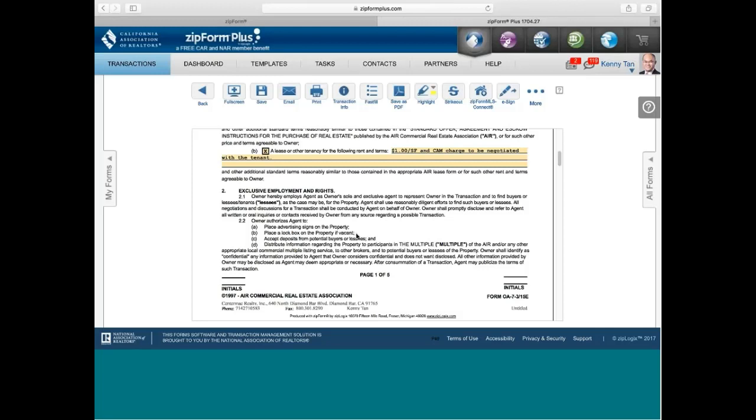Distribute information regarding the property to participants in the multiple listing service of the AIR and/or any other appropriate local commercial MLS, to other brokers and to potential buyers or lessees of the property. You have been authorized to provide information about the property to anybody that inquired on the property.